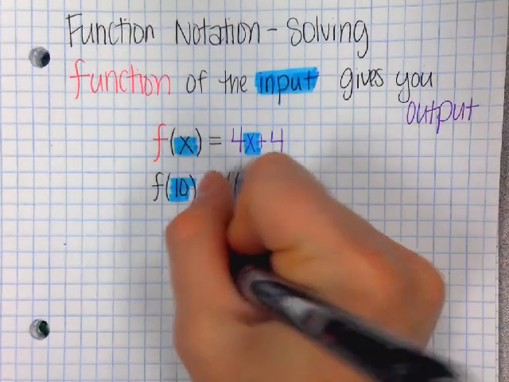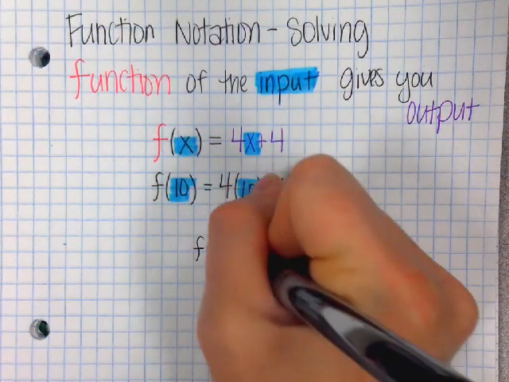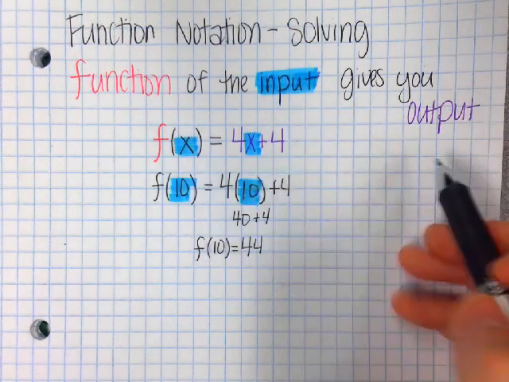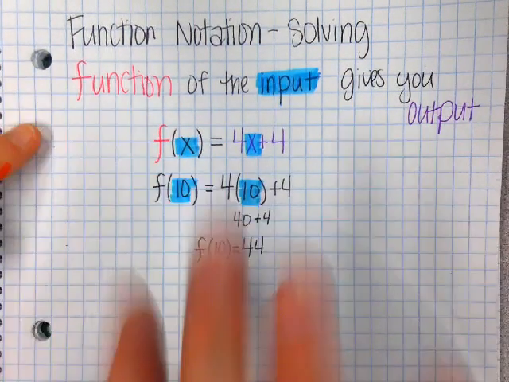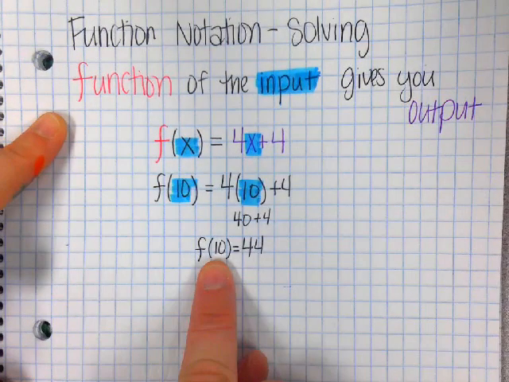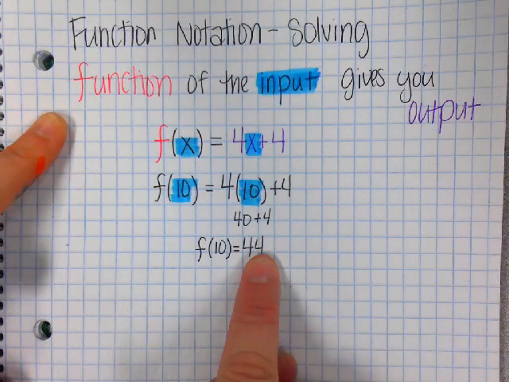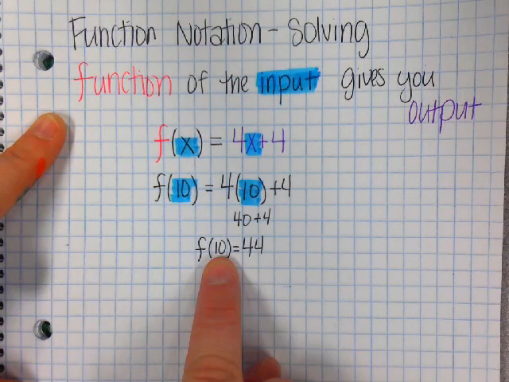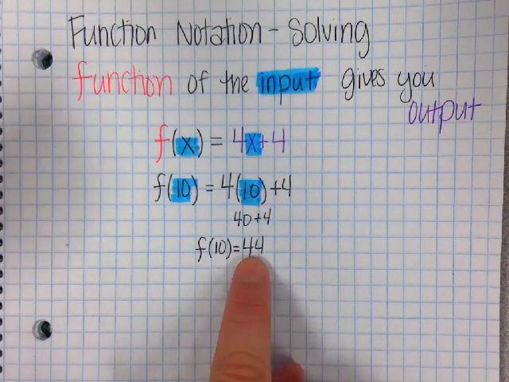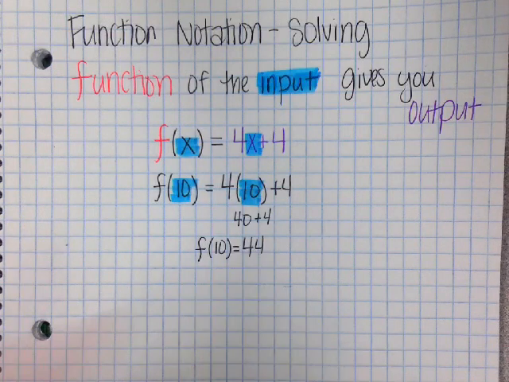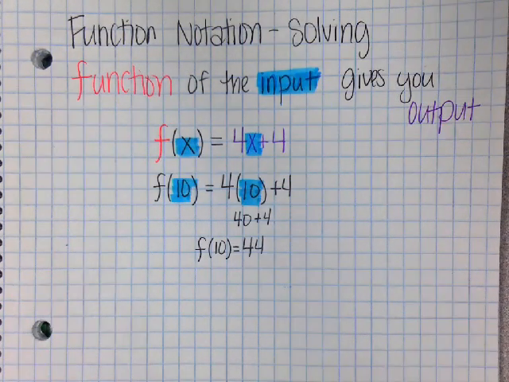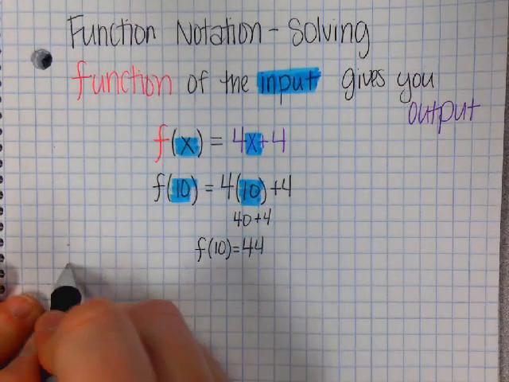So the function of 10 gives you 44 as the output. That's how you read it. So function of 10 gives you 44. So using 10 as your input means that your output is 44. Okay?